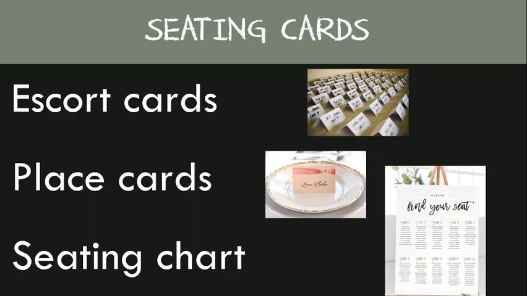With assigned tables, you only need escort cards, or you can make things even easier and scrap the escort cards for a wedding seating chart, which is really just a big poster with a list of people's names and the table numbers on it. A chart also has the bonus benefit of not being able to get lost, which somehow always happens with escort cards, even when no one is leaving the room.